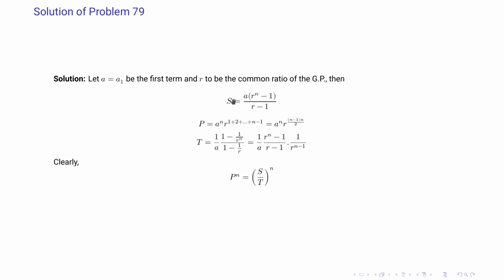So clearly if you divide S by T, what will happen is a will become a square, r to the power n minus 1 will get cancelled, r minus 1 will get cancelled. So S by T would be a square, and this r to the power n minus 1 will go on top. So it would be r to the power n minus 1. So clearly, sorry, this should be P square. If you do P square, it would become a to the power 2n and r to the power n minus 1 into n. And (S by T) to the power n will become a to the power 2n into r to the power n into n minus 1. And that's how they are equal.